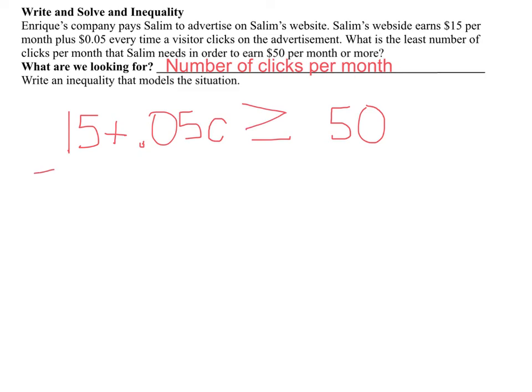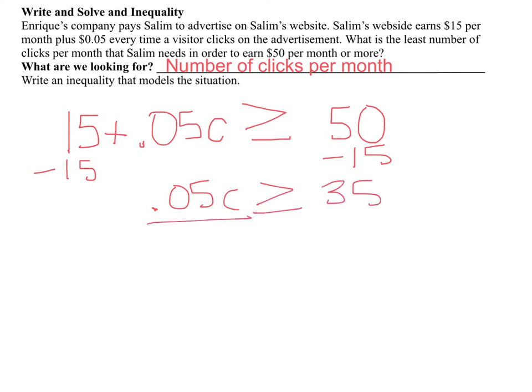And if we go ahead and solve this, we'll subtract 15 from both sides. So we end up with 0.05c is greater than or equal to 35. And then if we divide by 0.05, our 5 cents, we're going to end up with c is greater than or equal to 700, which means there's going to need to be at least 700 clicks during that month for them to make the amount of money that they want to make, which is the $50.